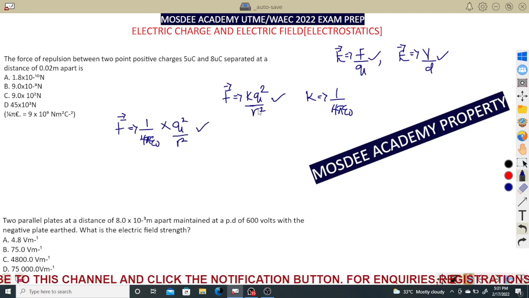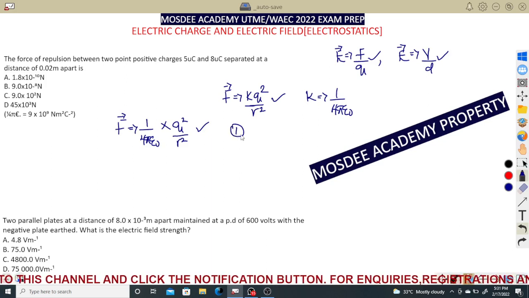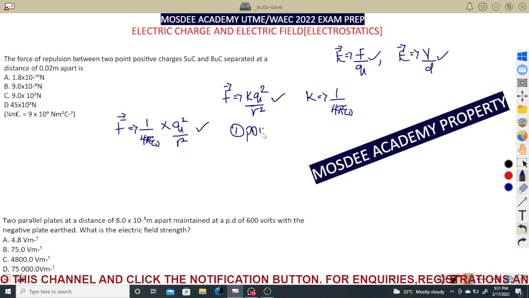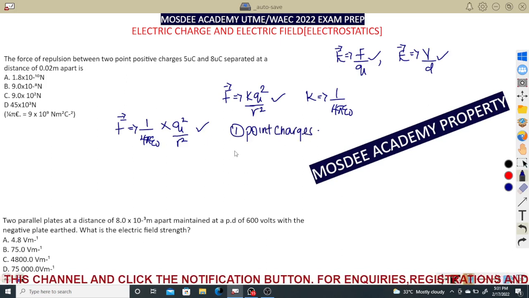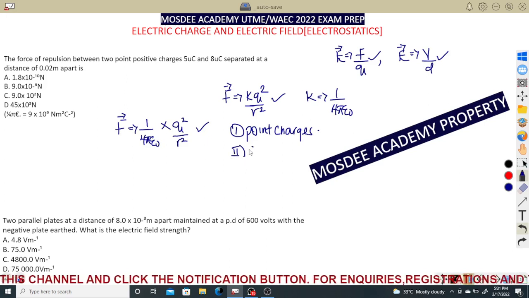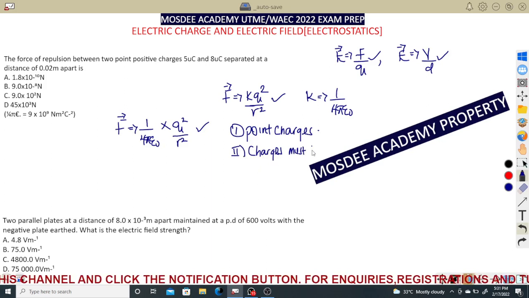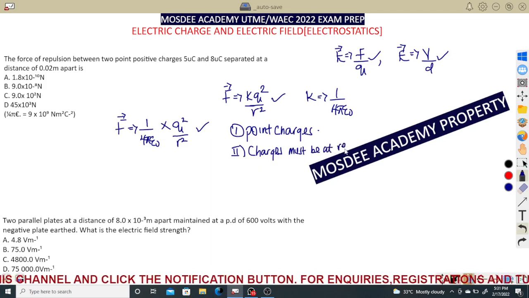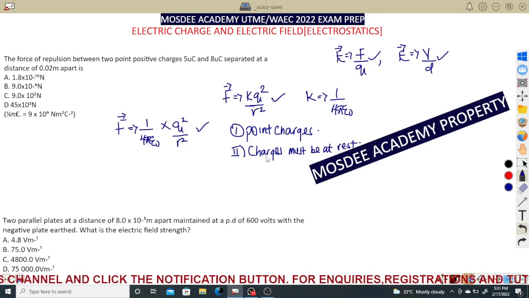This is Coulomb's law and its formula. There are limitations to it, two of which you can be asked in the new pattern of UTME. The first limitation is that it only works for point charges, small charges. The second limitation of Coulomb's law is that charges must be at rest. Write it down, because it's important for some questions that are not numerical. I may ask you which of the following is an assumption or limitation.